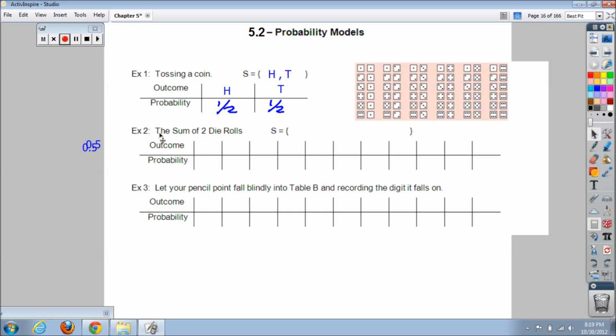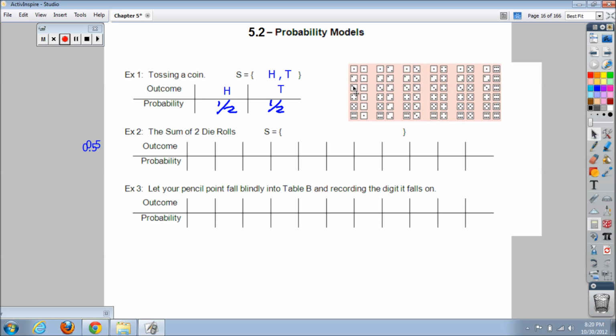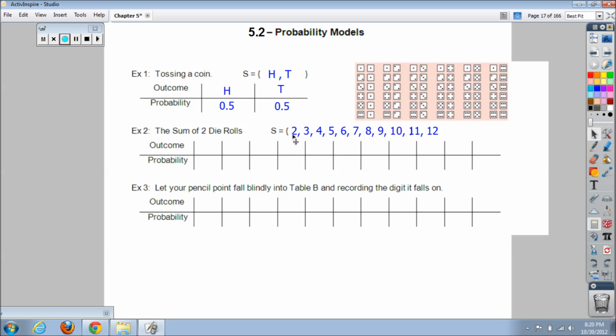Now for the second example, the sum of 2 die rolls. I'm going to roll 2 6-sided dice, and I'm going to add together the 2 numbers that come up. And here are all 36 possibilities, because I could have anything from snake eyes all the way to double sixes. So my smallest sum would be 2, my largest sum would be 12, and I could get any number in between. So my sample space is the numbers 2 through 12. And let's put an end curly bracket there. So there's my sample space.